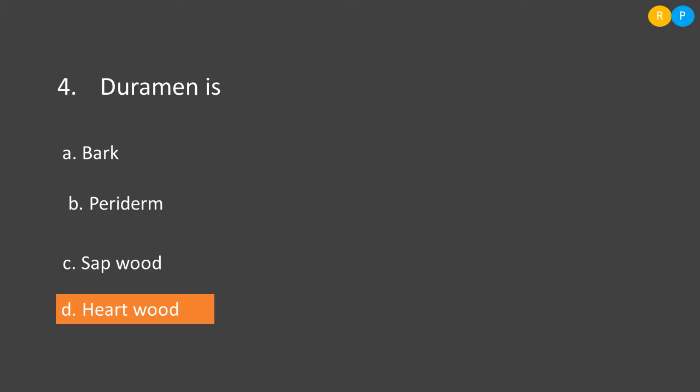Clear? Let us see the options. Option A, bark. Bark is the outer region of the tree. Then option B, periderm. Periderm is a mass of tissues formed by phellem, phellogen and phelloderm. This is not called duramen. Then C, sapwood. Sapwood is formed by phloem.